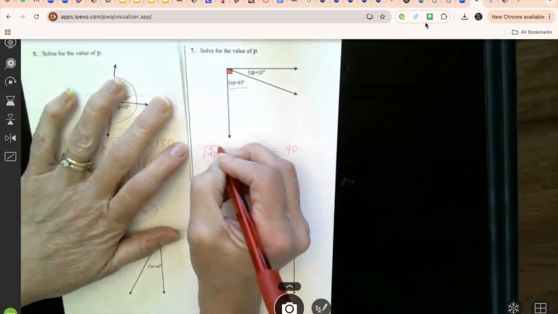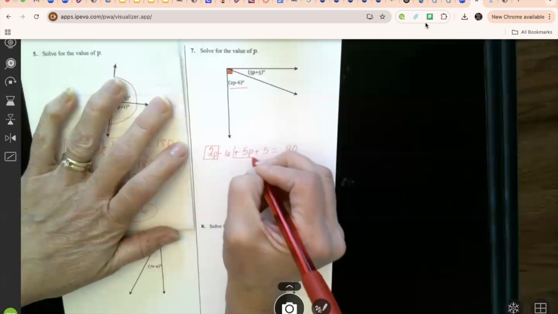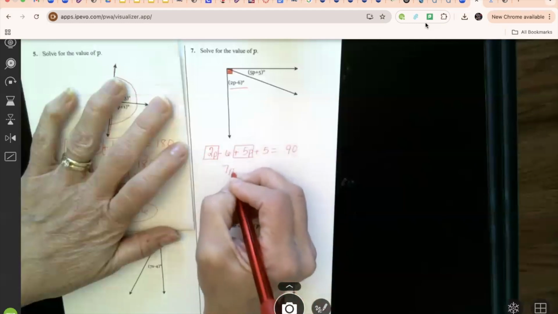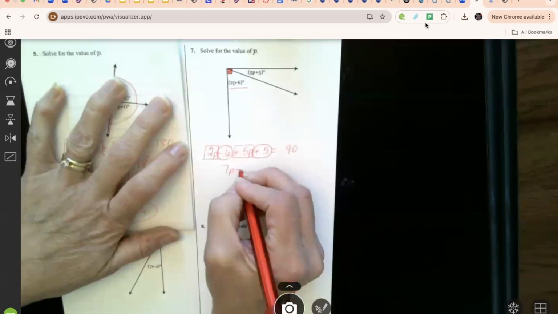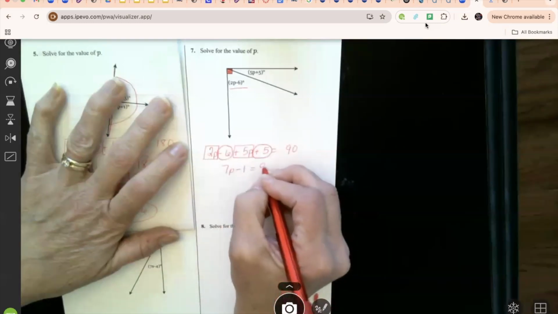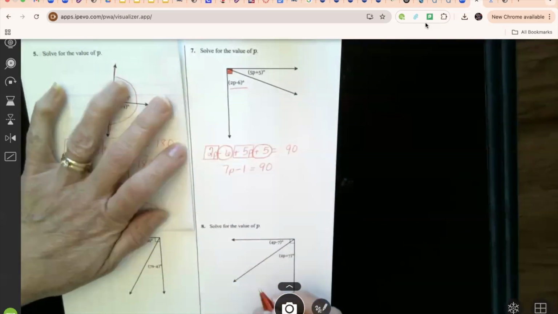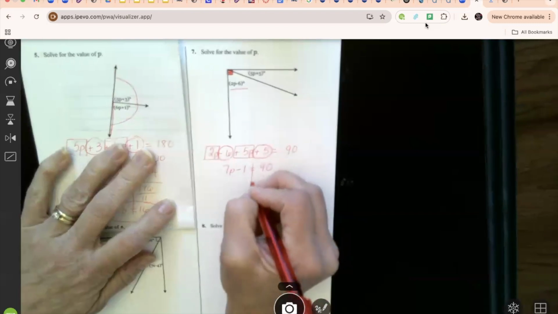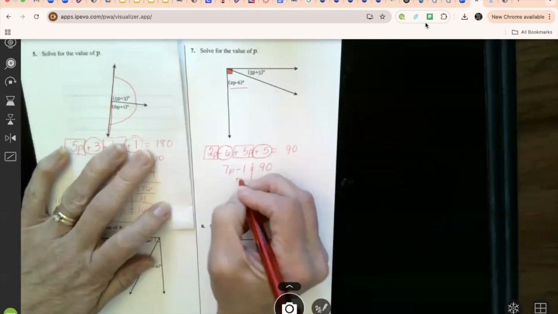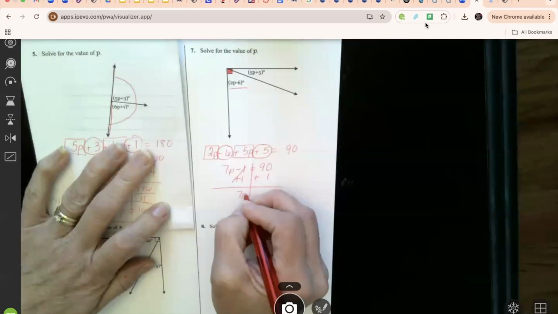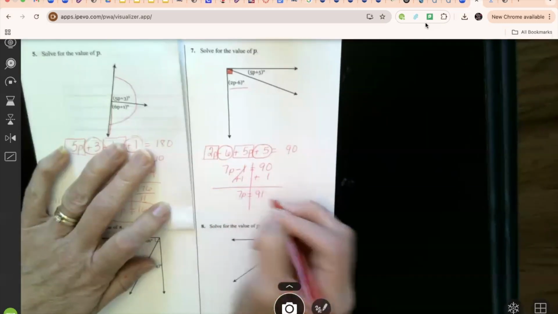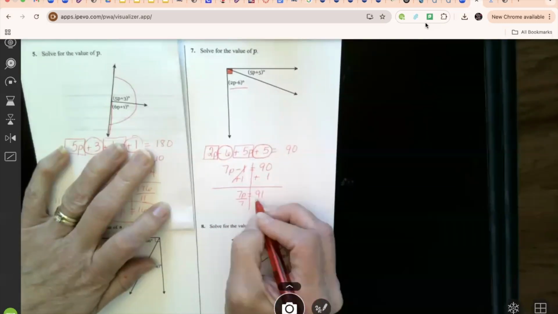So I'm going to combine my like terms. I have 2p and a positive 5p, which is 7p. I have a negative 6 and a positive 5, so that's going to be a negative 1. 7p minus 1 equals 90. All right, so now I'm going to add 1 to both sides, and I have 7p equals 91.